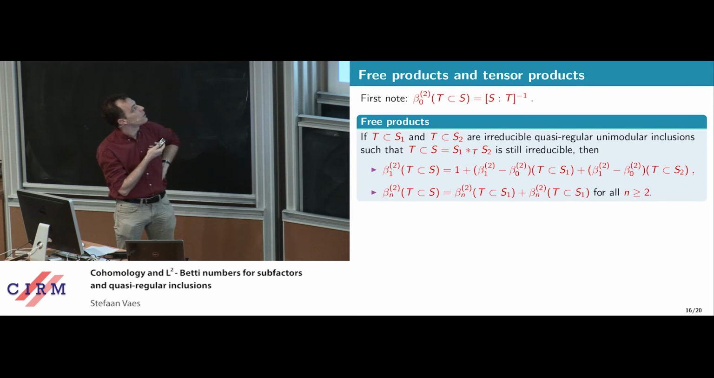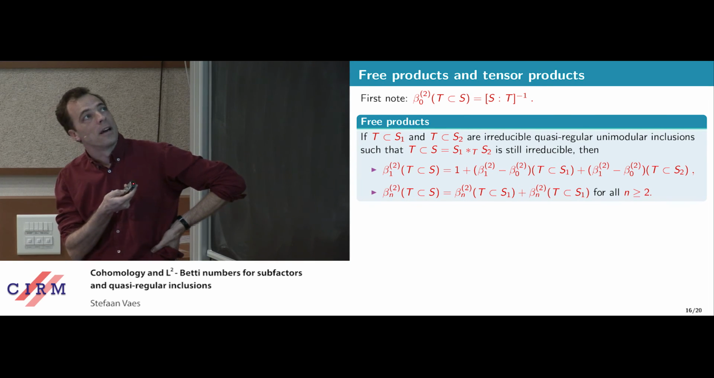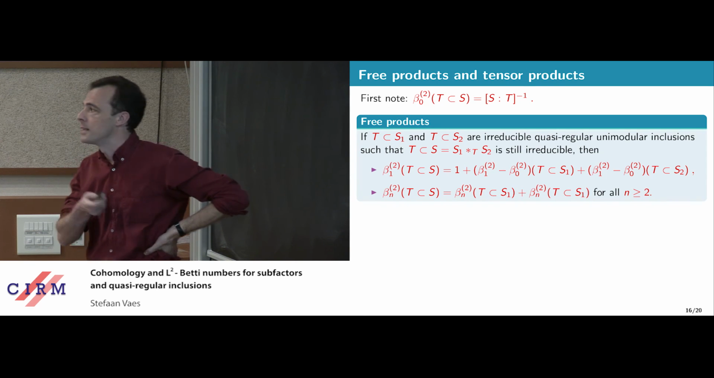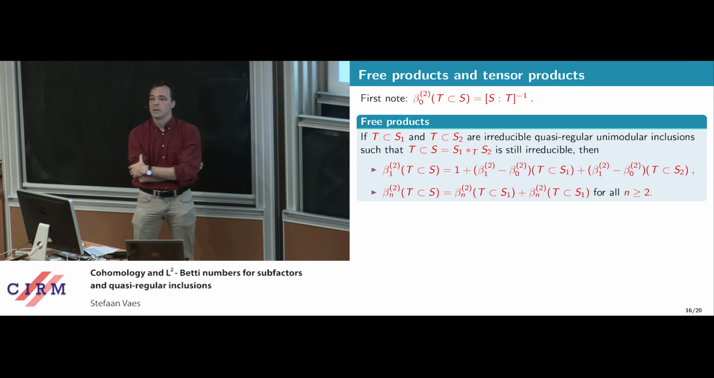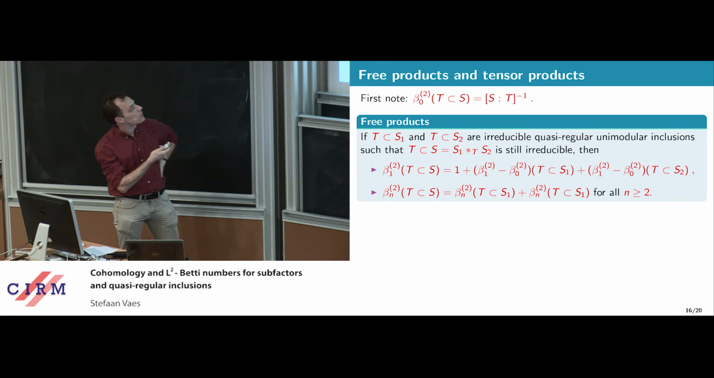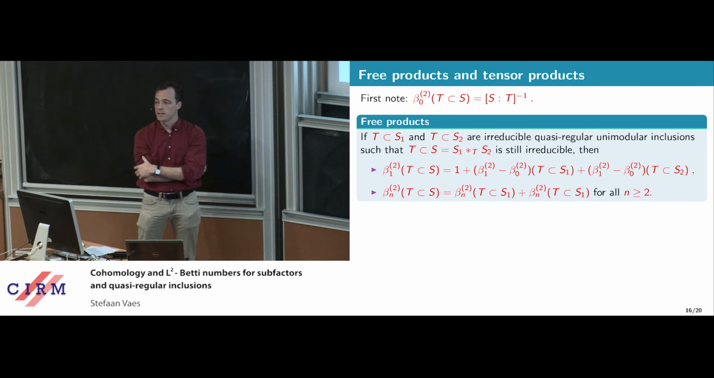So exactly like with groups, beta 1 of the free product becomes 1 plus, and then I would like to write beta 1 plus beta 1, except that you have to correct with the beta 0, exactly like the same formula with L2-Betti numbers for free product groups, yeah? And then for n at least 2, they are just additive. So that's again another sign that the theory works as it should.